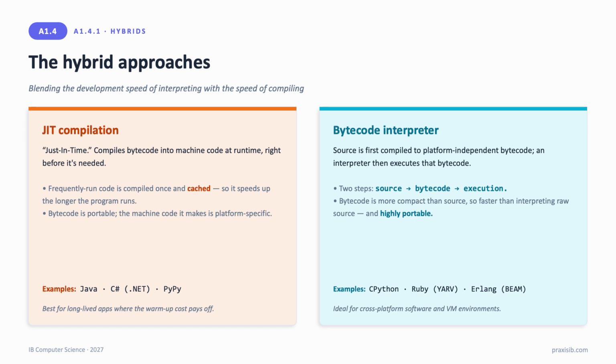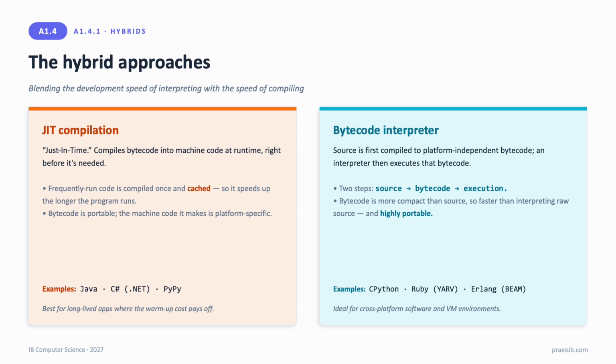This is JIT compilation. JIT stands for just in time. It doesn't compile everything in advance, and it doesn't interpret everything slowly. Instead, it translates code into machine code at runtime, right when the code is needed. Here's the clever part. When it sees code that runs often, it compiles that piece once. Then it caches it. Caching means saving the fast machine code version. So the next time, that piece is already fast.